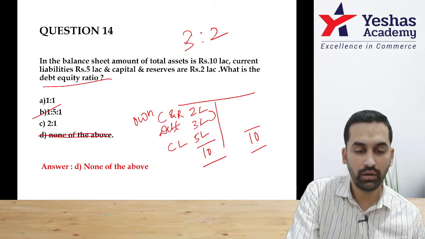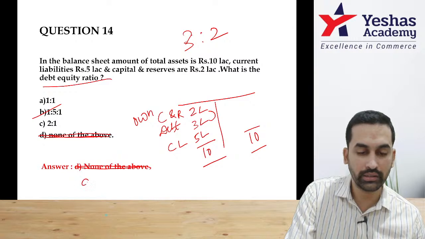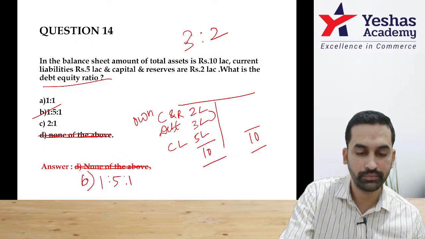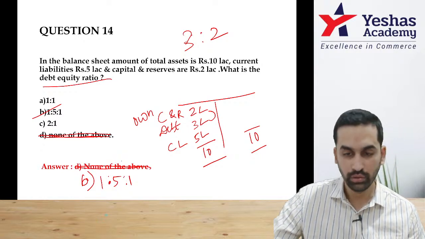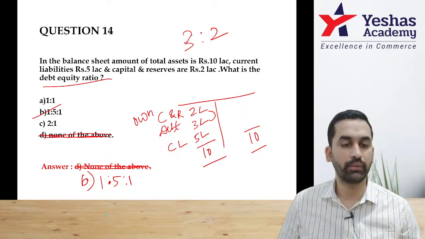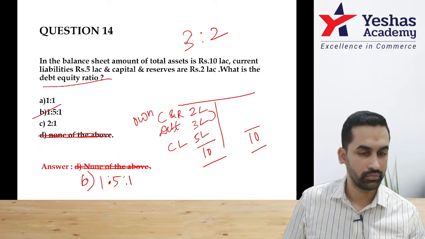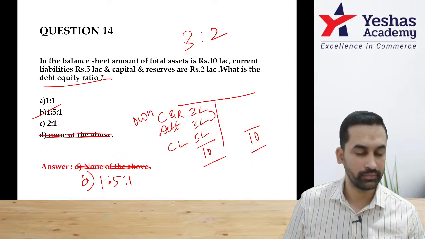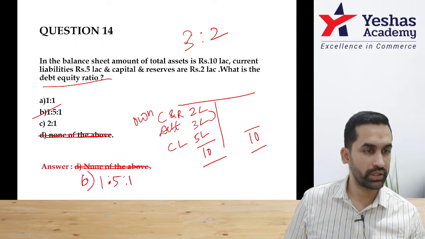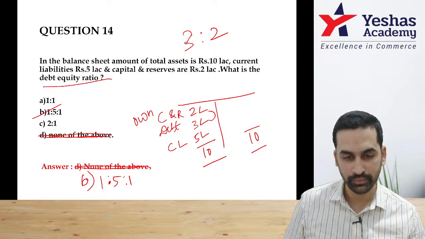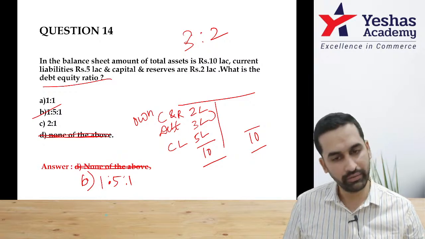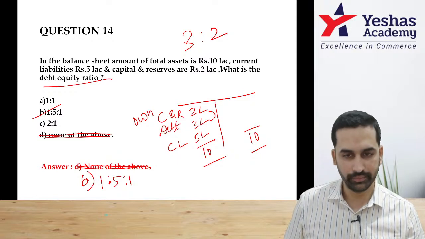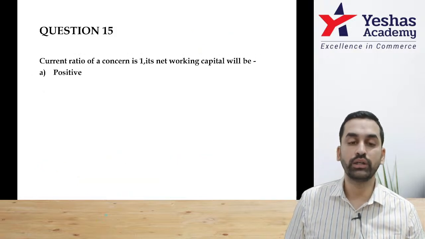I think the answer printed here is not correct. 1.5 is to 1. Actually 3 is to 2, which can be written as 1.5 is to 1. Yes, sir, 3 lakh by 2 lakh. Good. Those who sent option B, you are correct. I have updated the answer and I sent the PDF to you. I will correct this. Don't worry. Okay. Chalo, question number 15.